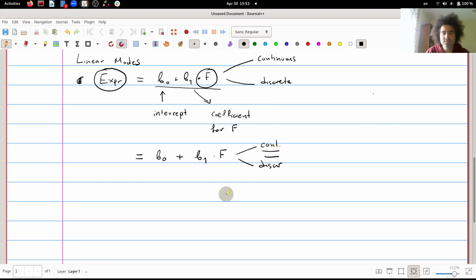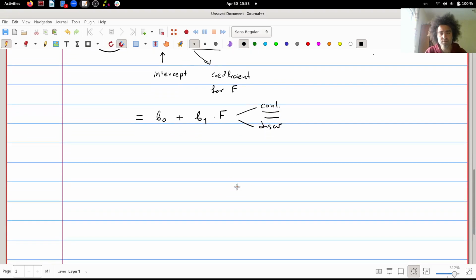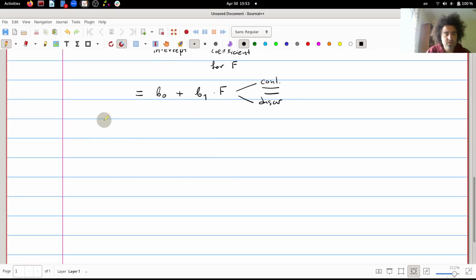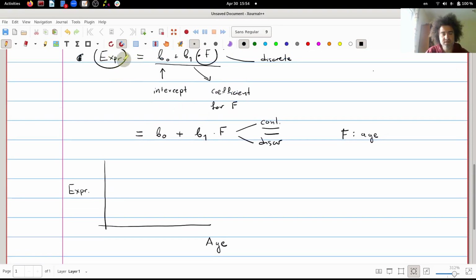Now let's first take a continuous case, which might be more familiar to us. Let's suppose that this factor is represented by the age. So here we have age, and here we have expression level. So in fact this is like a function. We assume that the expression level is a function of the age.